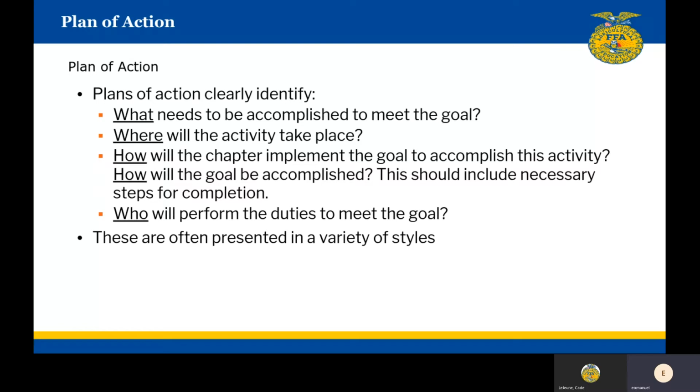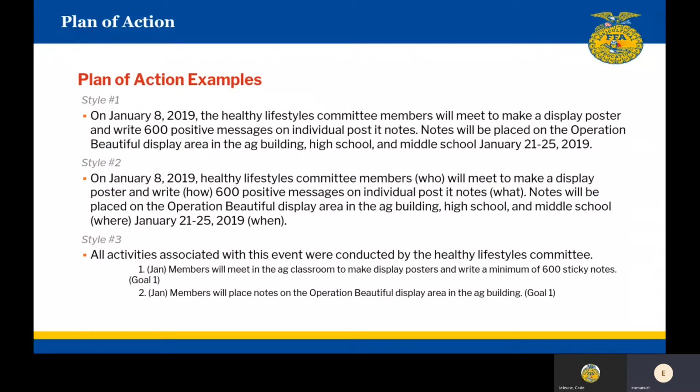So this is from the rubric also. Plans of action clearly identify what needs to be accomplished to meet the goal, where will the activity take place, how will the chapter implement the goal to accomplish the activity, and how will the goal be accomplished. This should include necessary steps for completion and who's going to perform the duties to meet the goal. And there's a variety of styles for this. So here's some examples, and the style that I'm using this year actually is a combination of a few of these. So the first one is just writing it in paragraph form.